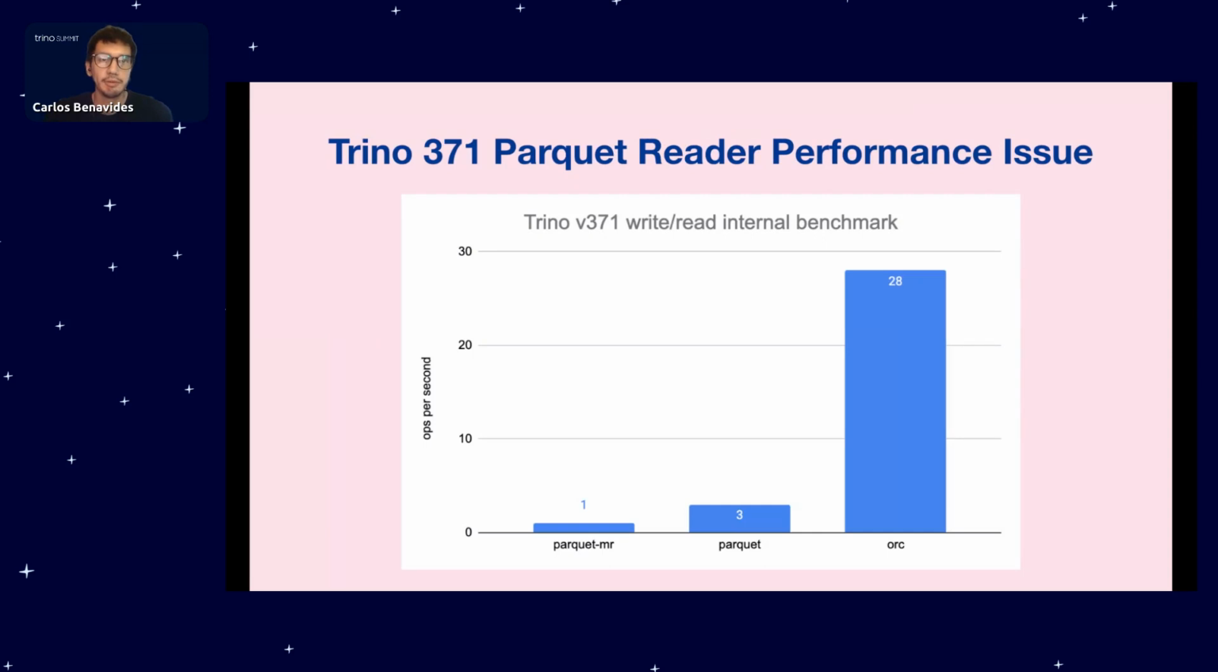So here we restate the issue: the Trino ORC reader in Trino 371 was nearly 9x more efficient than the Trino Parquet reader. This is because the Trino Parquet reader was using an inefficient and expensive API to read Parquet data.